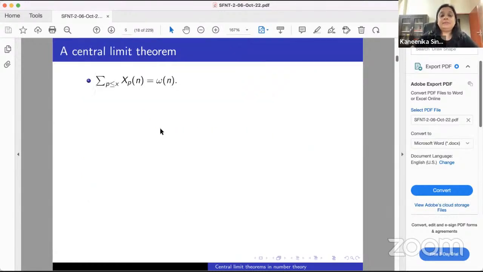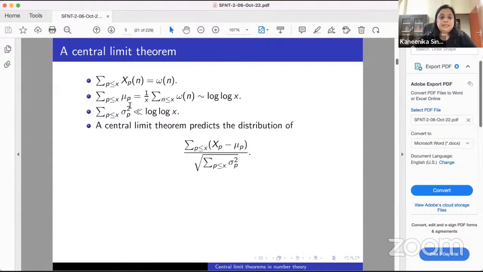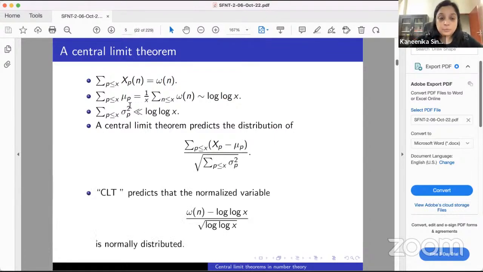The central limit theorem can be predicted by observing that the sum of the X_p's is your omega function. Therefore, you can talk about the distribution of sums of independent random variables. These are, however, not identically distributed. So all the properties that we learned can now be interpreted in probabilistic language. A central limit theorem predicts the distribution of the sums of these random variables appropriately normalized, and this was proved rigorously by Erdős and Kac. You can't quite apply the central limit theorem directly. You use it to make some guesses, and then you use explicit number theoretic methods to prove this distribution.